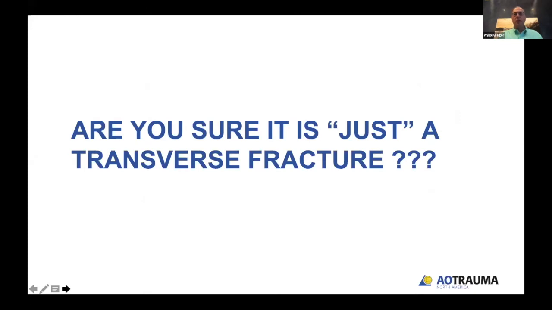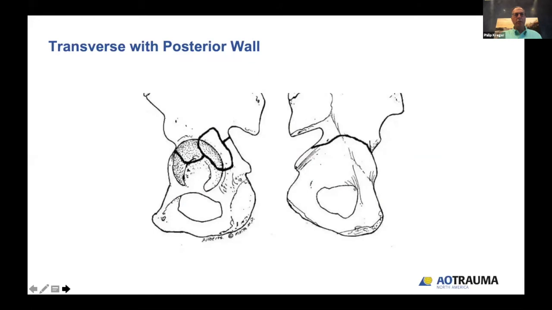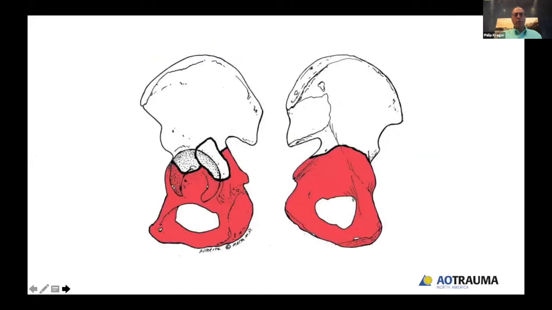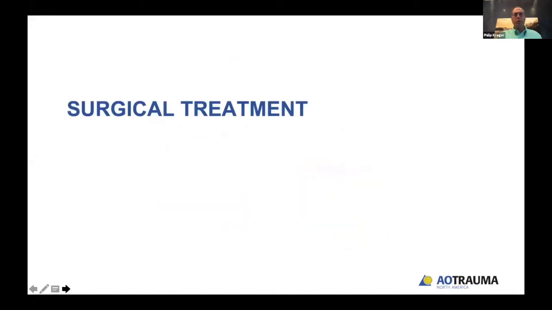Whenever you see a transverse fracture, I like to ask myself, am I sure it's just a transverse fracture? And what do I mean by that? Is there a posterior wall? And we oftentimes can miss that in the AP plane. So you want to look on the obturator oblique view. And then we also ask, is there a split between the two columns of the ischiopubic segment? And Dr. Riley will talk about that. So the transverse with posterior wall fracture is, of course, the transverse fracture with an accompanying posterior wall.